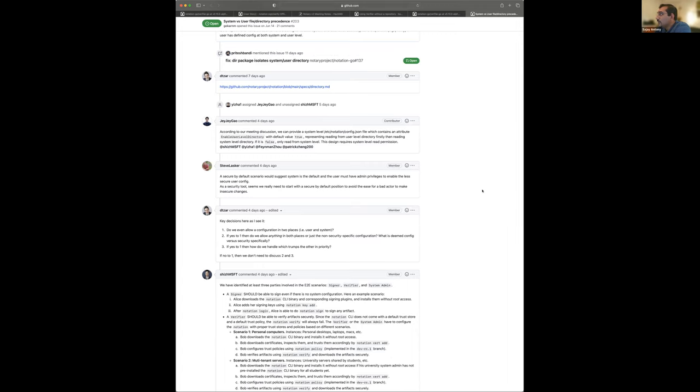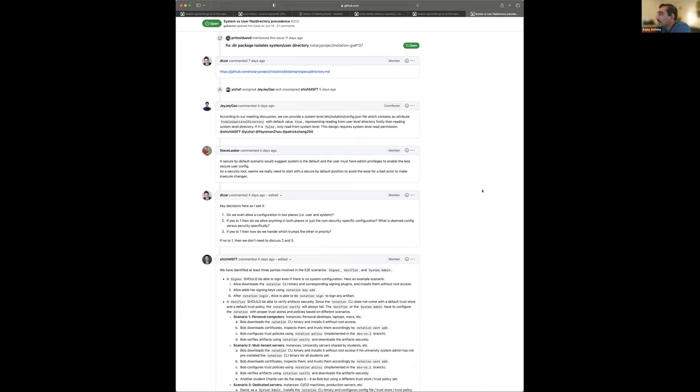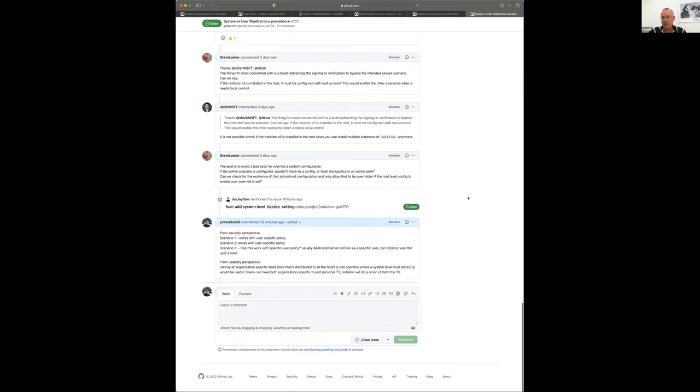Unless there are other folks who want system level configuration. Is there anybody asking for that? The only advantage of system level configuration is I can set broad policy and then allow users to set up and they only have to do the minimum.